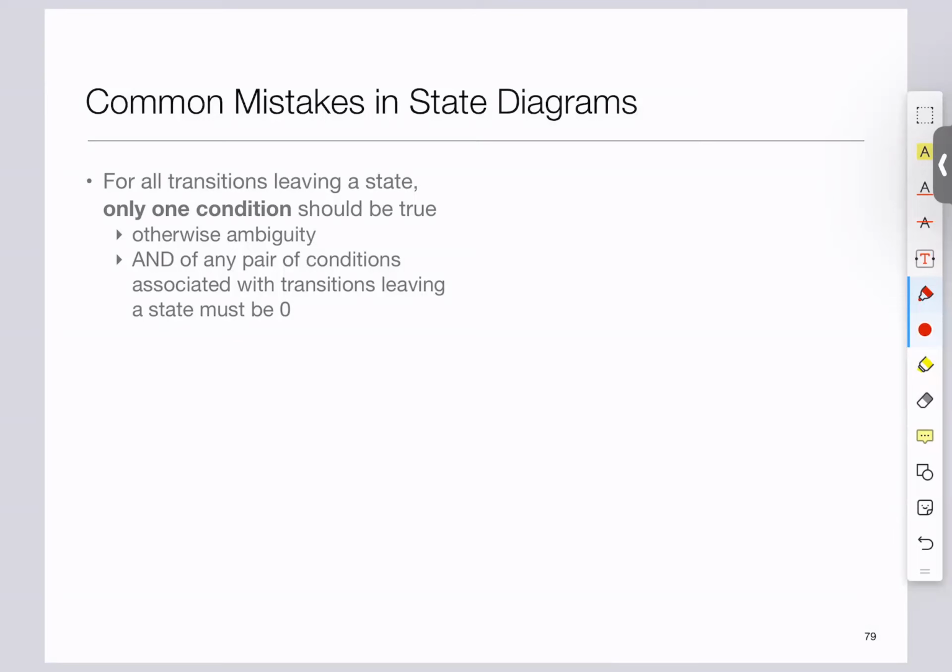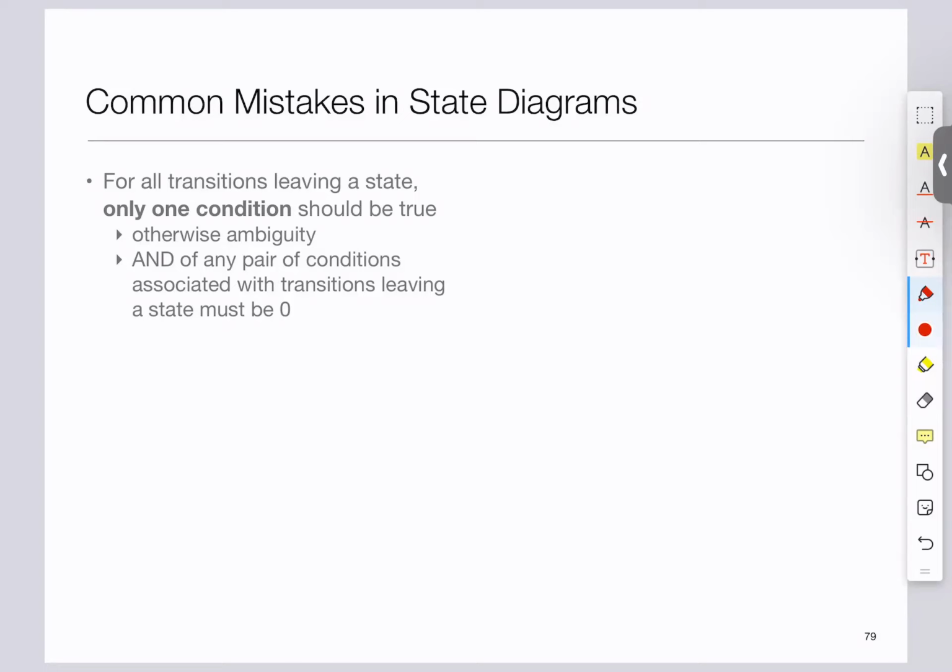It should not be the case that for some input, I have a choice of two outgoing edges. The system has to be totally deterministic. If the input is 0, I should have only one choice on what to do next. Otherwise there is ambiguity. So that's one condition.